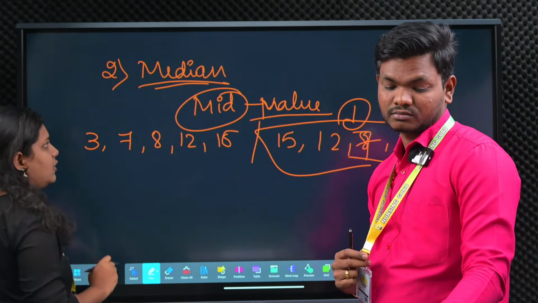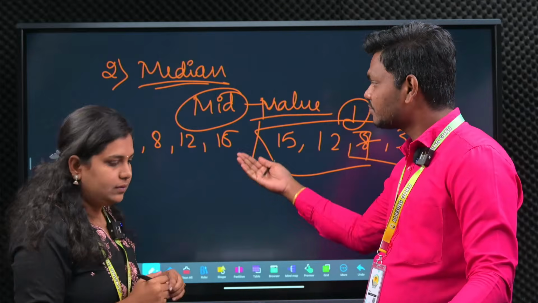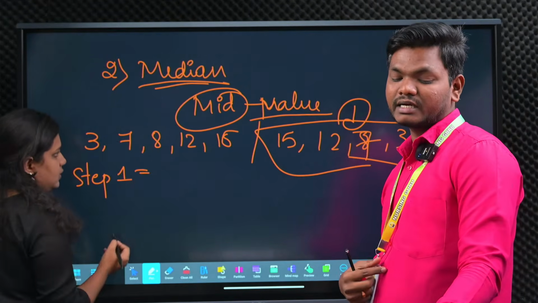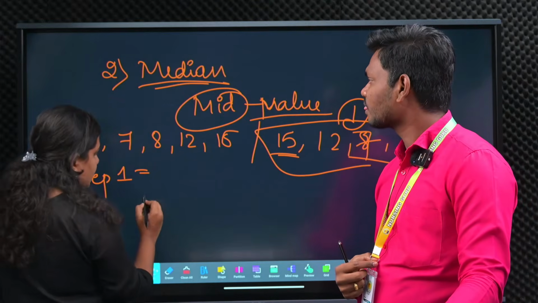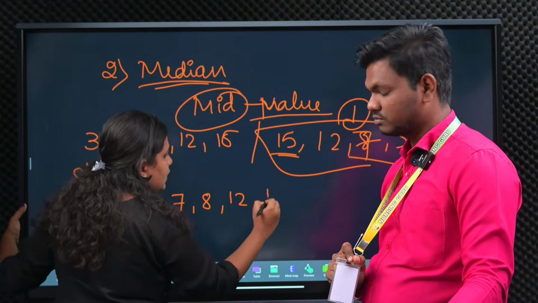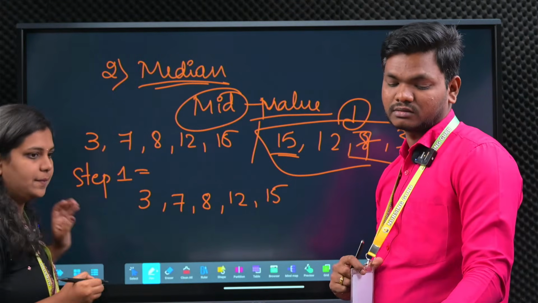So now what you have to do? Step 1 will be arranging the data in ascending order. This is your problem. Now we will be arranging it: 3, 7, 8, 12, 15. We have arranged it. Okay, next.